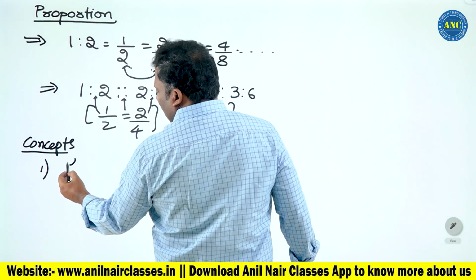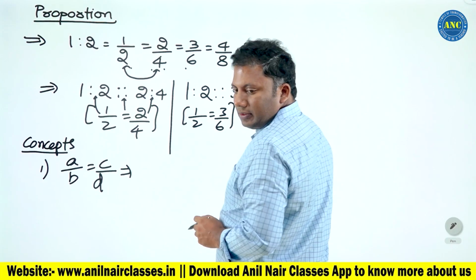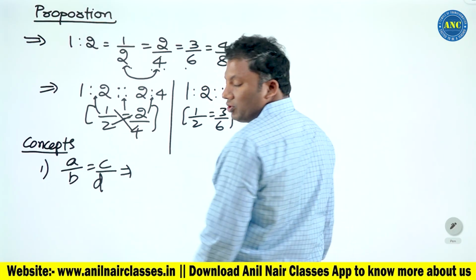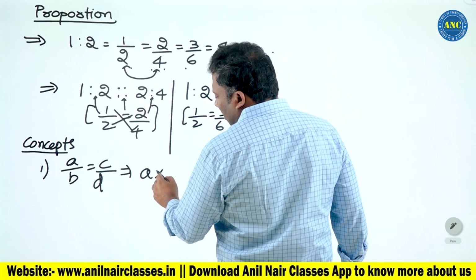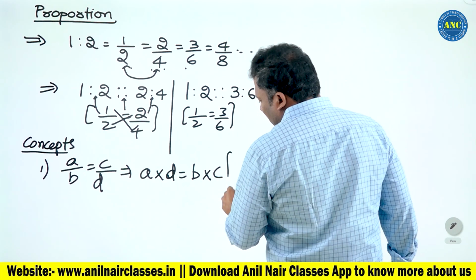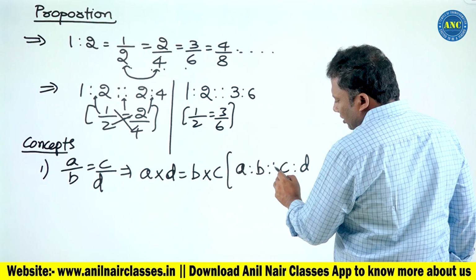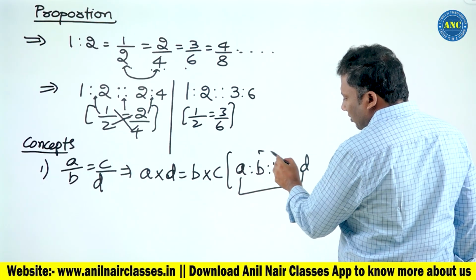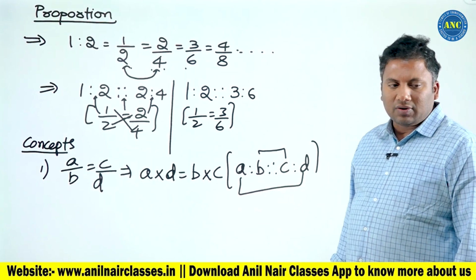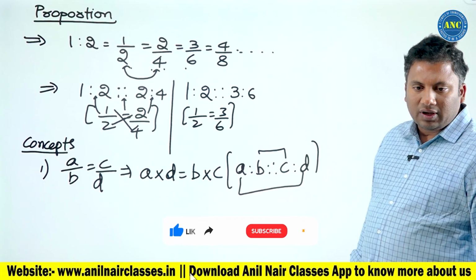Concept 1. If A by B is equivalent to C by D. See here, 1/2 is equivalent to 2/4. 1 4s are 4, 2 2s are 4. That means A into D is equivalent to B into C. That means if A is to B and C is to D are in proportion, product of extremes is equivalent to product of means. A into D is equivalent to B into C.